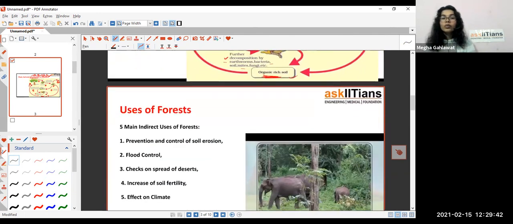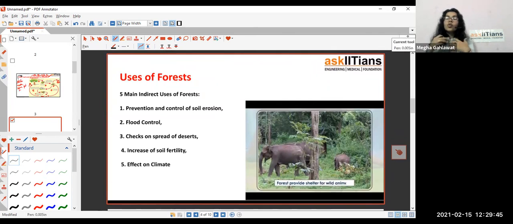Now, moving forward, we have the uses of the forest. You can count everything on your fingertips when it comes to the uses of the forest. There's prevention of soil erosion. What is soil erosion? It is when the top layer of the soil flows away with rainwater or a lot of wind, and it leads to the loss of the top fertile layer of the soil. That could be prevented if the roots of the trees are holding onto the soil like this. That is why prevention and control of soil erosion is done by the forest.